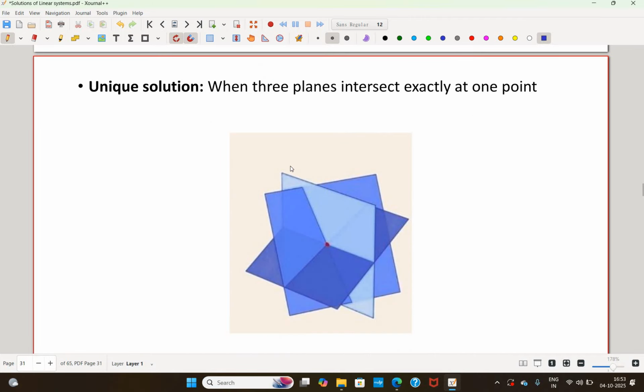Suppose we are having three planes. Let me just point it out. This is your plane A, this is your plane B, and this dark blue shade is your plane C. So these planes are intersecting with each other at a single point, which is this one. And hence, we are treating this as the unique solution for all of these three equations in terms of three variables, which are nothing but the equations of the planes.